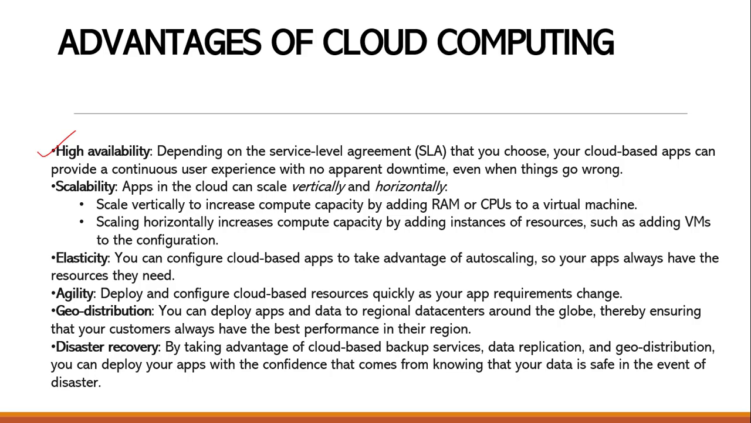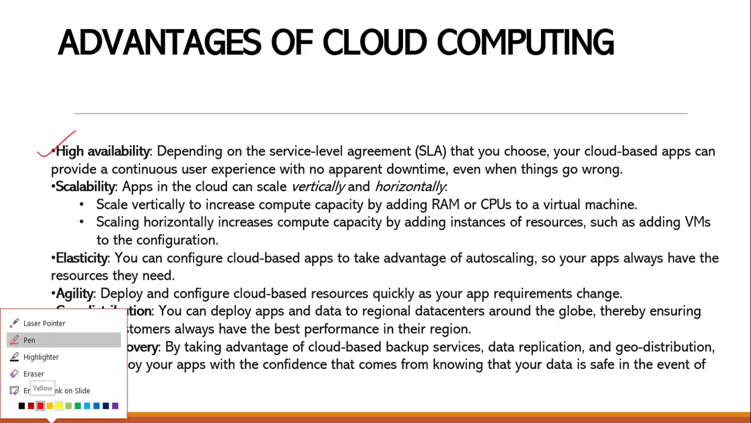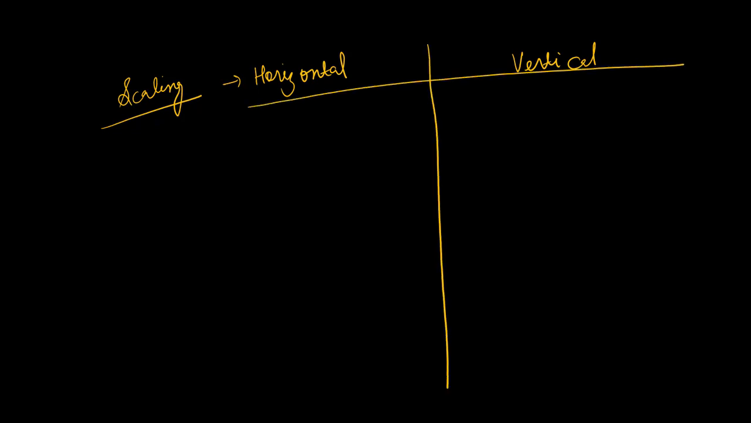Scalability: apps in the cloud can scale vertically and horizontally. That's a very important point. What is horizontal scaling and what is vertical scaling? As we talk about scaling, scaling is adjusting according to the requirement, right? Scaling is categorized in two categories. One is horizontal scaling, one is vertical scaling. When we talk about horizontal scaling, you increase the number of instances, right? And in vertical scaling, you increase the capacity of the instance.